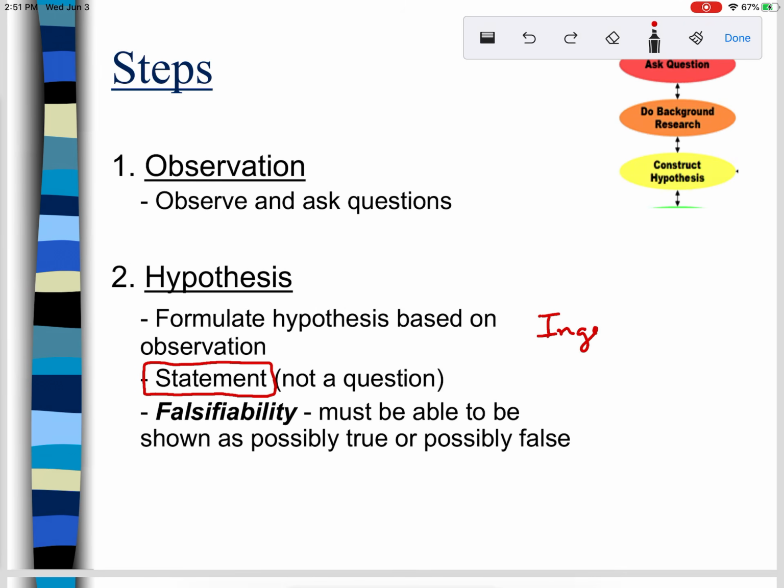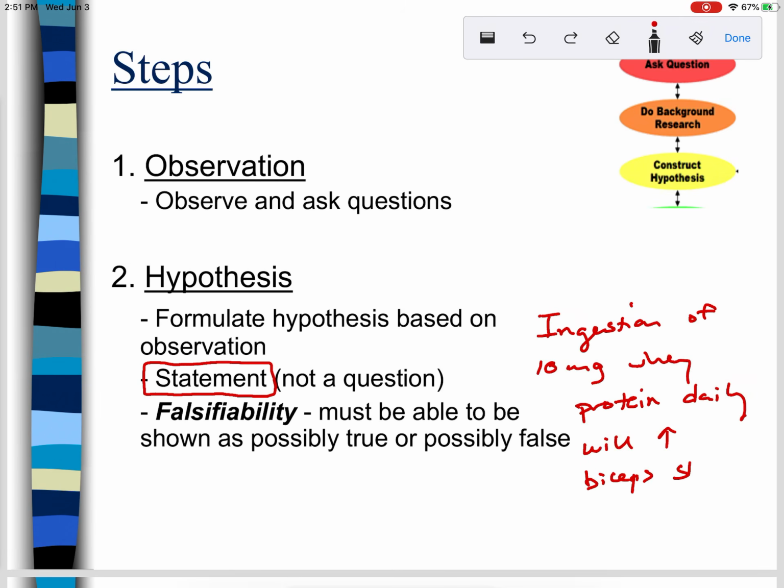So an example hypothesis would be: ingestion of 10 milligrams. You're going to be really specific. Whey protein daily will improve bicep strength in weightlifters. So you can see I'm being very specific. It's a statement. Will improve bicep strength.